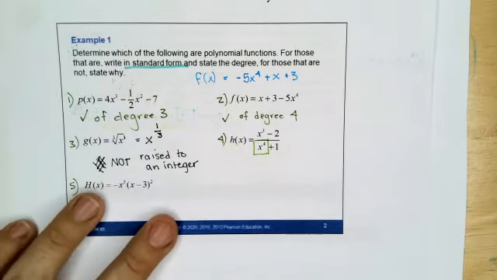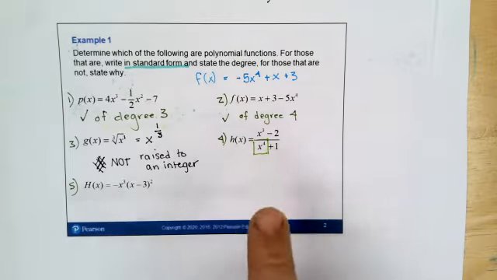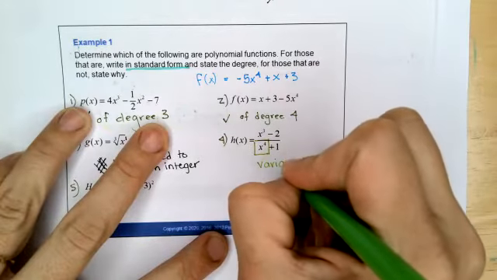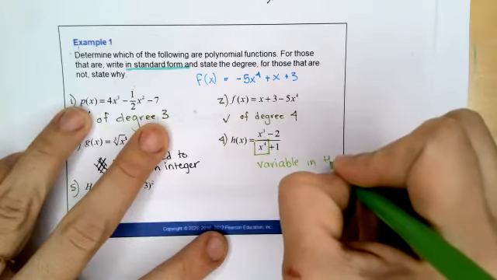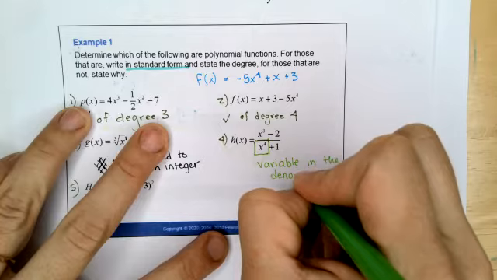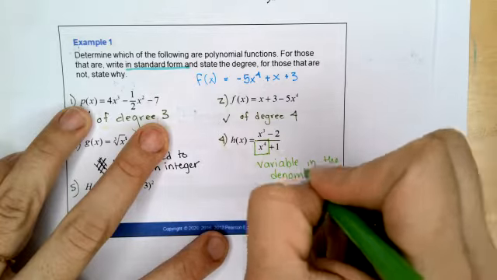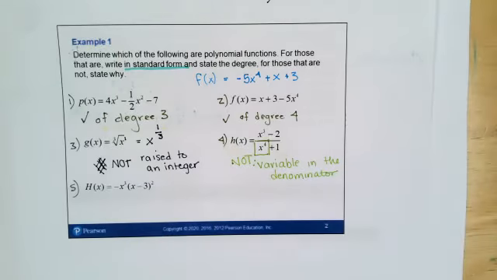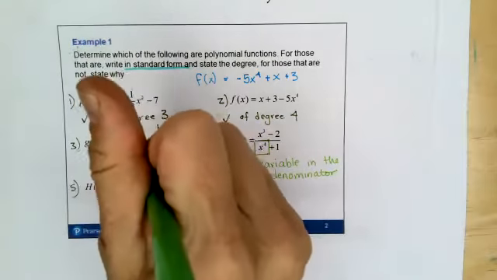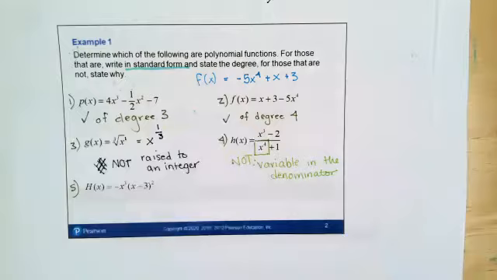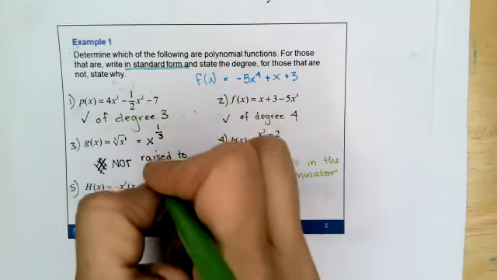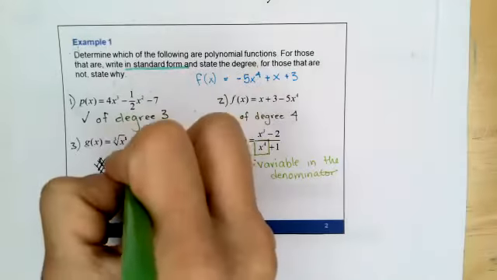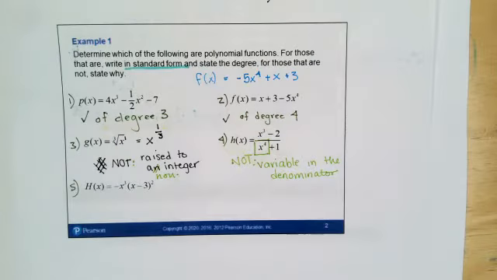Number 4. Oh, we already marked it, right? This is in the denominator. So a variable is in the denominator. So it's not a polynomial because the variable is in the denominator. It's not because it's raised to a non-integer. Sorry, I wrote those backwards. It's not because it's raised to a non-integer. It's because there's a variable in the denominator.